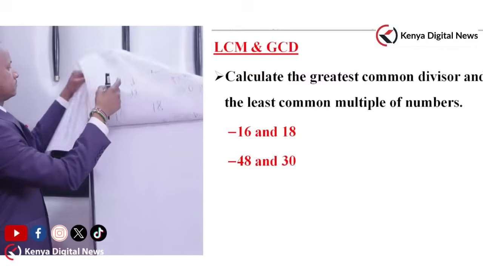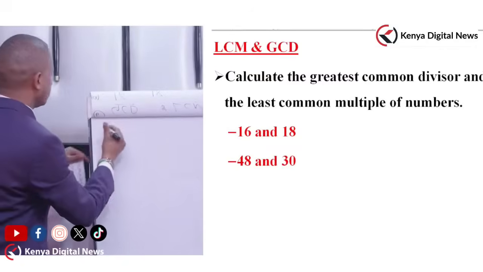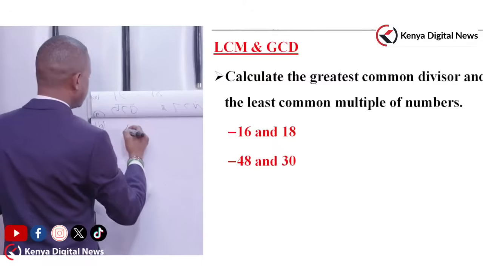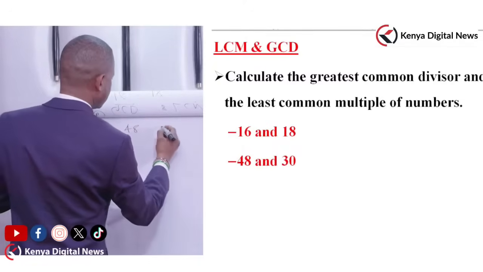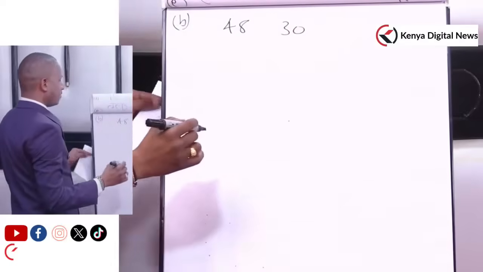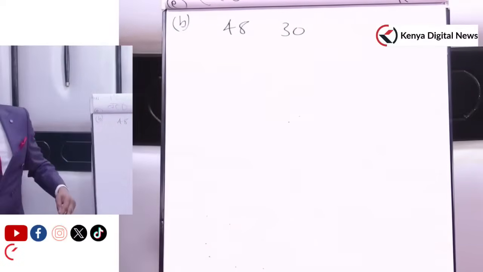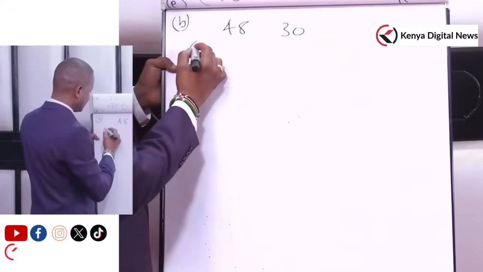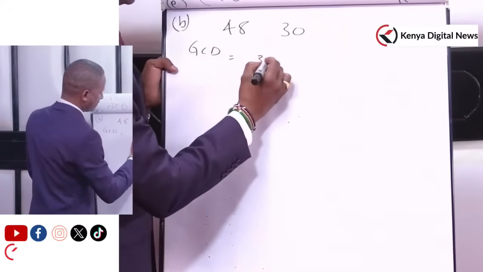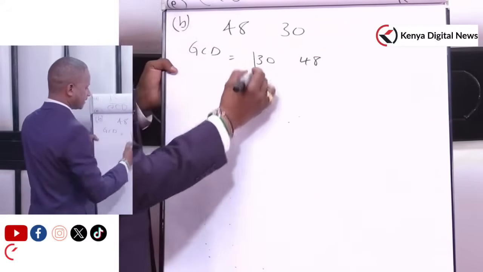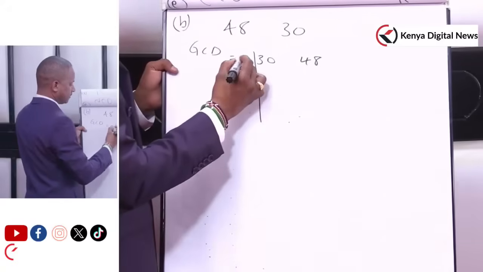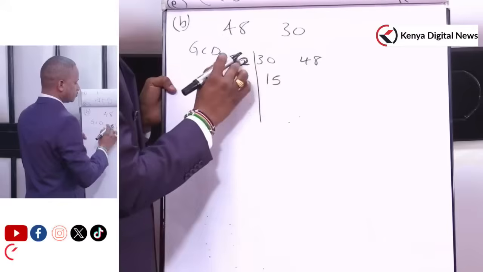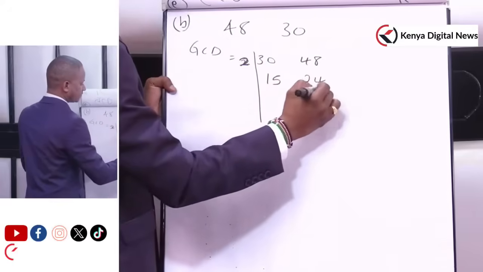Part B of this question tells you find the GCD and LCM of 48 and 30. Now, in finding the GCD, we start GCD of 30 and 48. We take the least number first of all, which is 2. 2 goes into 30 15 times. 2 goes into 48 24 times.